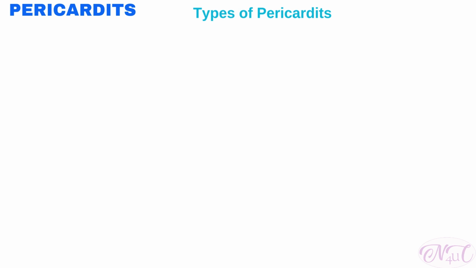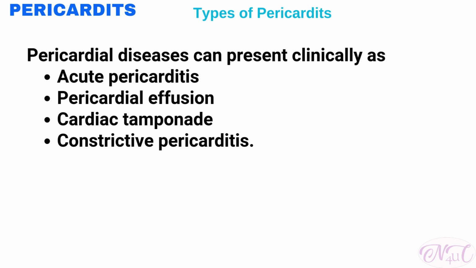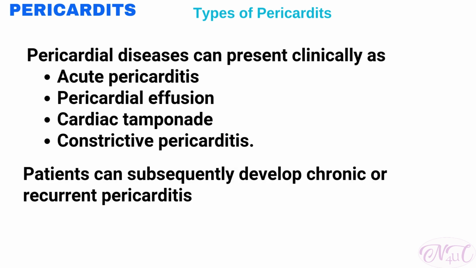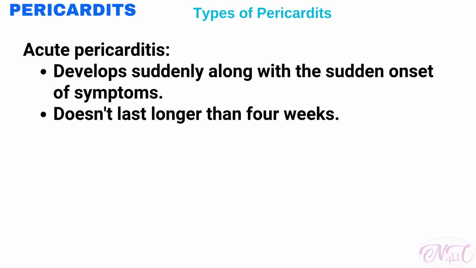Types of pericarditis. Diseases of the pericardium present clinically in 4 ways. They are acute pericarditis, pericardial effusion, cardiac tamponade, and constrictive pericarditis. Patients can subsequently develop chronic or recurrent pericarditis. Acute pericarditis occurs when inflammation of the pericardium develops suddenly, along with the sudden onset of symptoms. Acute pericarditis begins suddenly but doesn't last longer than 4 weeks. Future episodes can occur.